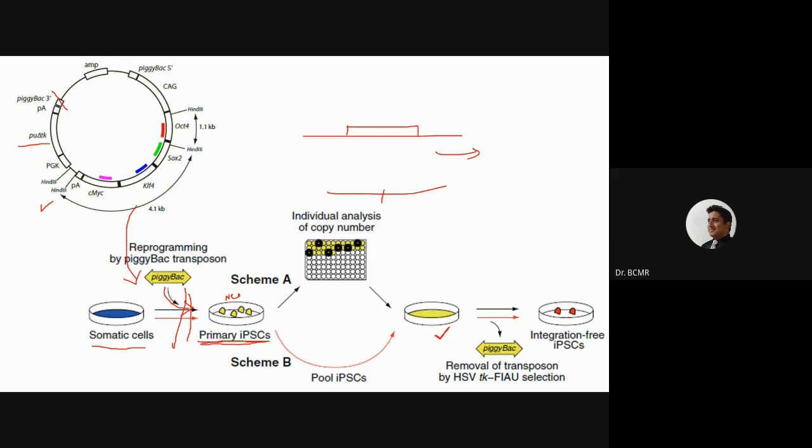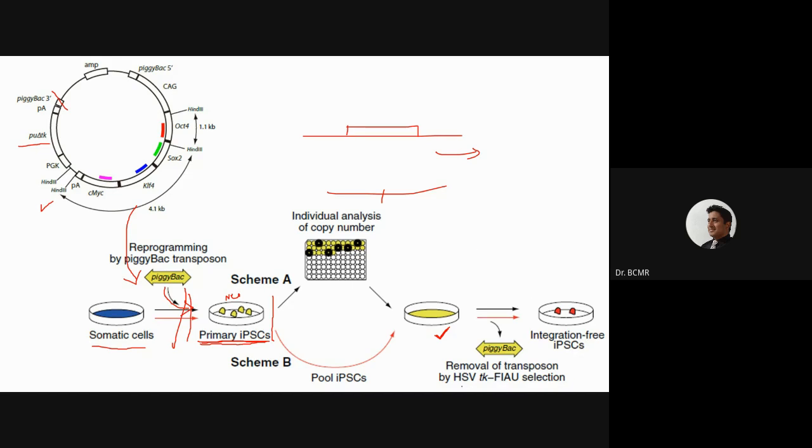So using positive selection, we selected all the cells that got the DNA or the piggyBac transposon. And then reprogramming has occurred. They have become induced pluripotent stem cells. And we are supposed to make the genome transgene free. That means remove the piggyBac transposon and not leave any footprints of this transposon. How do we do that?